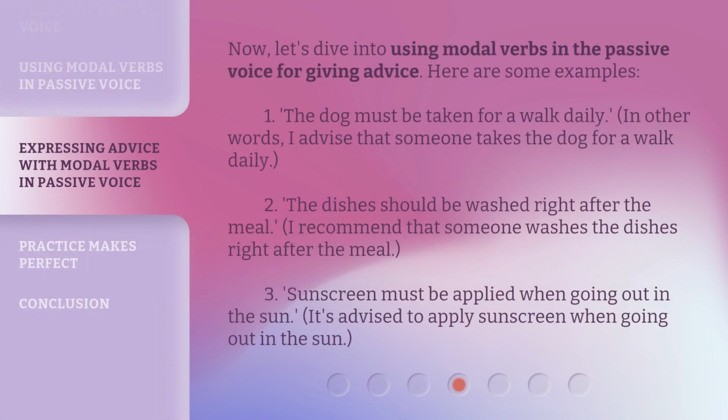Now, let's dive into using modal verbs in the passive voice for giving advice. Here are some examples. 1. The dog must be taken for a walk daily. In other words, I advise that someone takes the dog for a walk daily. 2. The dishes should be washed right after the meal. I recommend that someone washes the dishes right after the meal. 3. Sunscreen must be applied when going out in the sun. It's advised to apply sunscreen when going out in the sun.